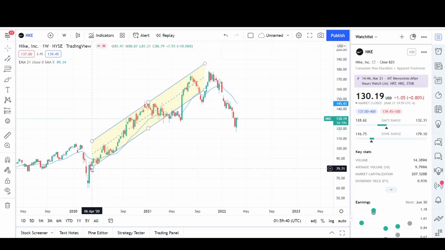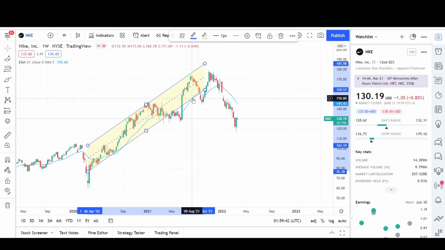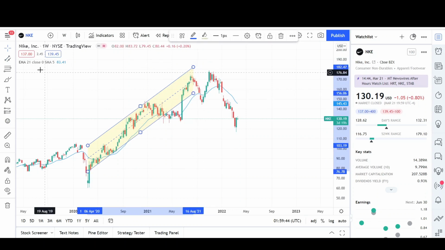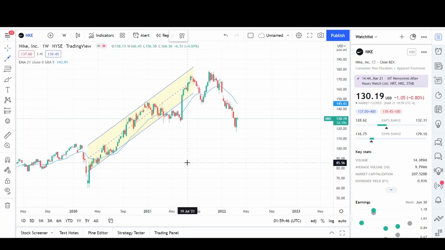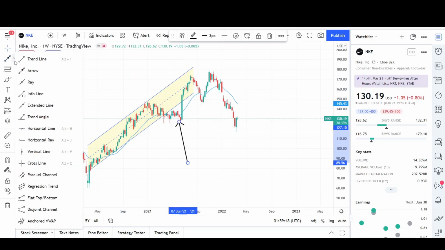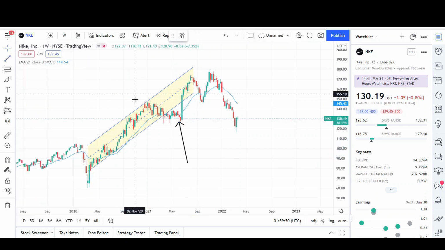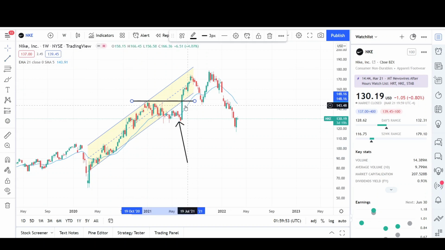So this was the spike up. This was the channel that followed right after. We had a breakout side of the channel, and normally when we get a breakout side of the channel, we go back to retest the previous high. That's exactly what prices did with this big candle.